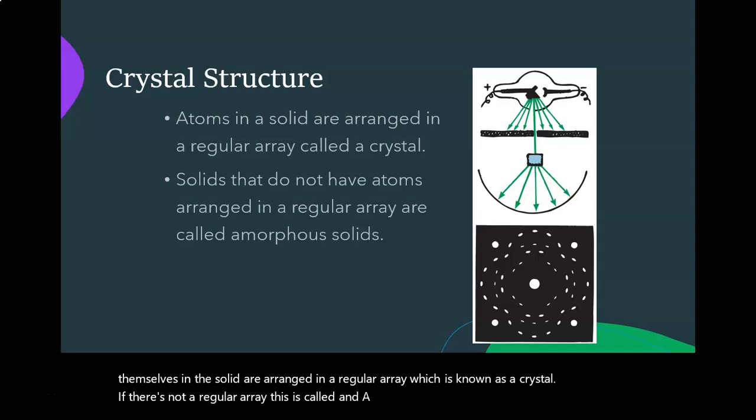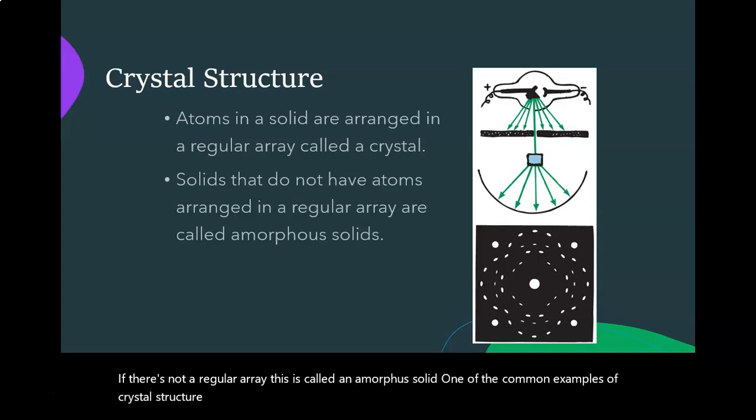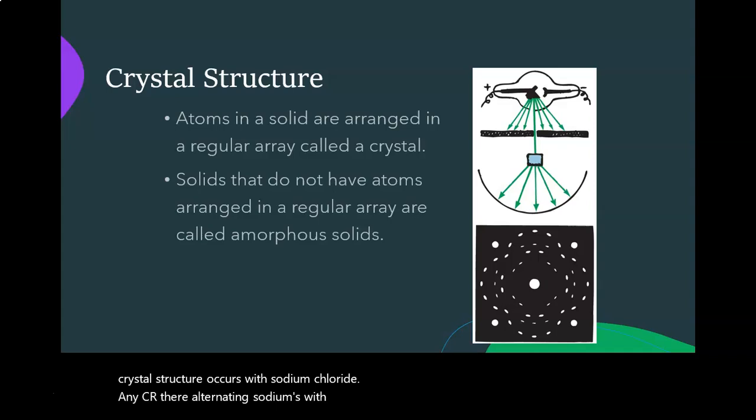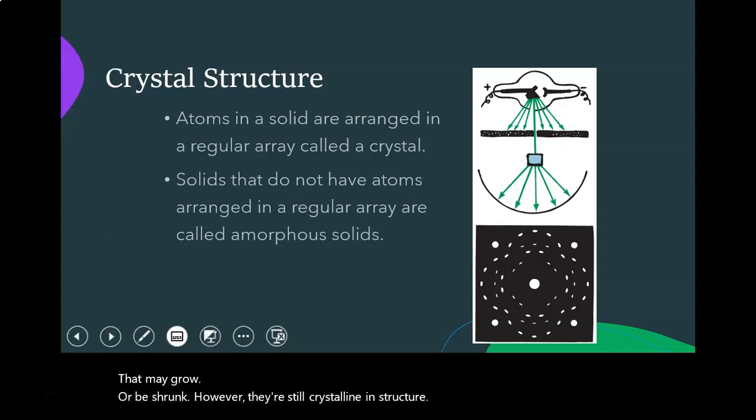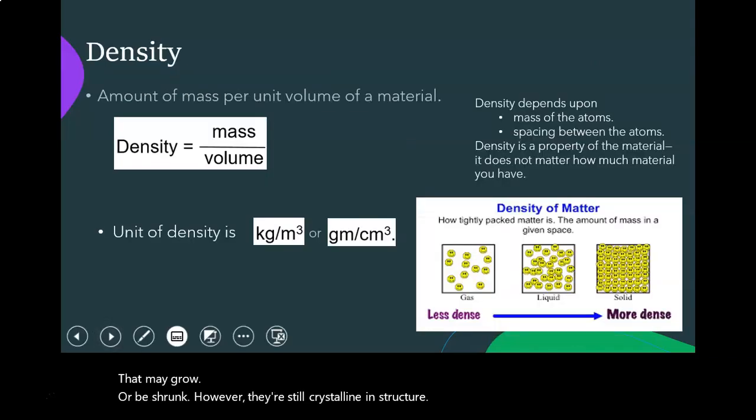One of the common examples of crystal structure occurs with sodium chloride, NaCl. There are alternating sodiums with chlorines that form cubes that may grow or be shrunk. However, they are still crystalline in structure.